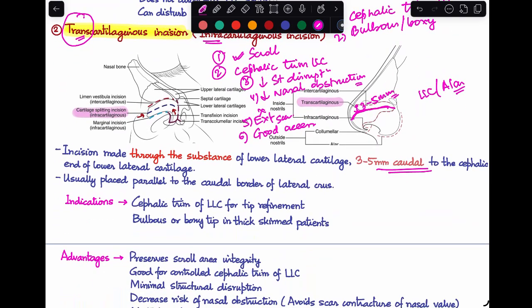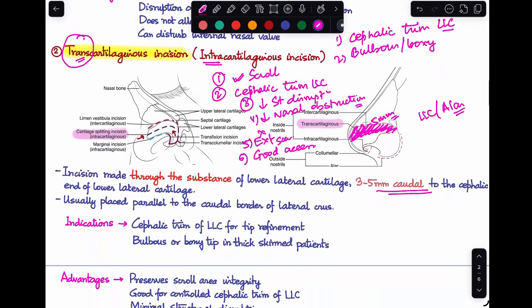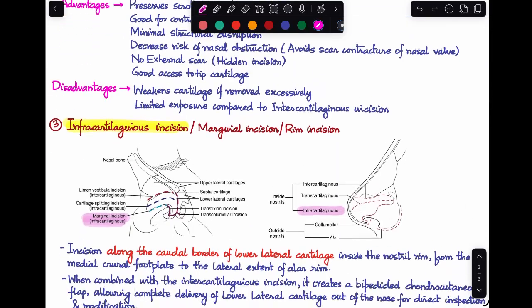Talking about the disadvantages, the first disadvantage is that if you end up removing excess of the alar cartilage, it can end up weakening the cartilage. And second, it has limited exposure as compared to the first incision that we discussed today. So this is about the transcartilaginous or the intracartilaginous incision.